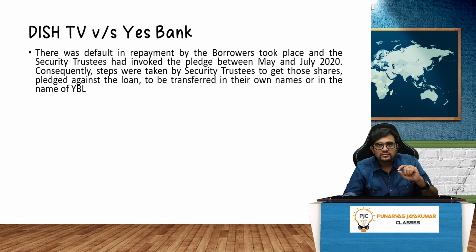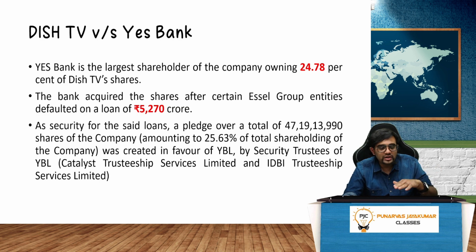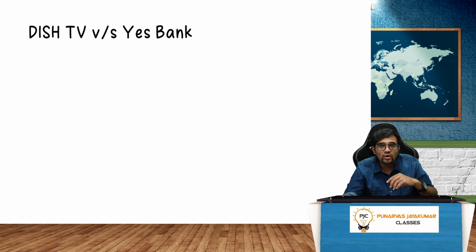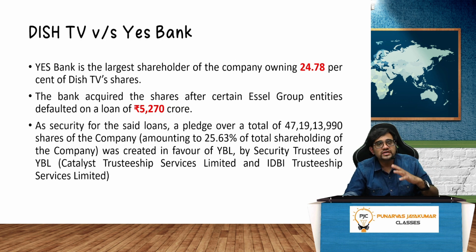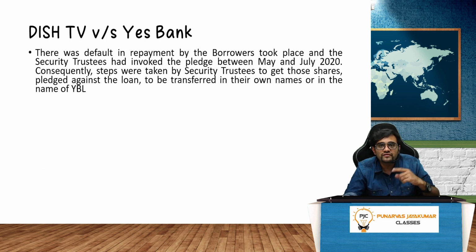In this, due to the agreement, the steps were taken up by the security trustees, and those shares pledged against the loan of 5,270 crore were supposed to be transferred either in their own name, that is Catalyst Trusteeship Services Limited and IDBI Trusteeship Services Limited, or, as per the agreement, in the name of YBL, that is Yes Bank Limited. Since it was in the contract, it was transferred to Yes Bank Limited. So Yes Bank Limited became owners of 24.78% of shares of Dish TV.